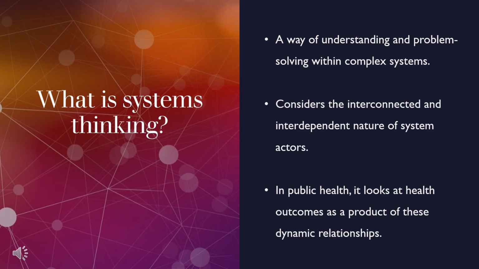Systems thinking is a way of understanding and problem solving within complex systems, which is something we discussed in Module 1. This approach to thinking considers the interconnected and interdependent nature of all of the actors within a system. Within public health, it looks at health outcomes as a product of these dynamic relationships.